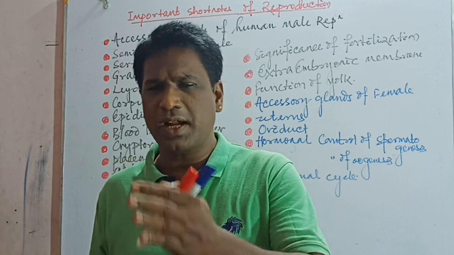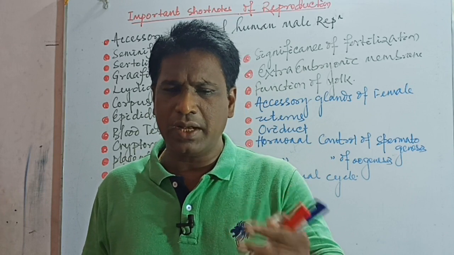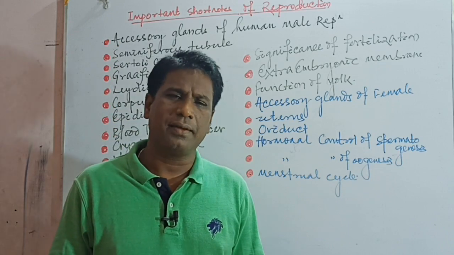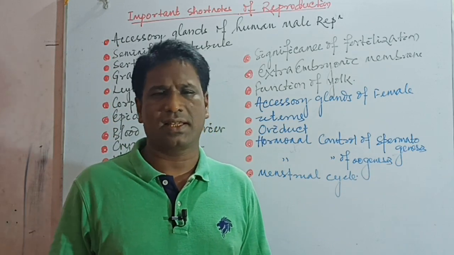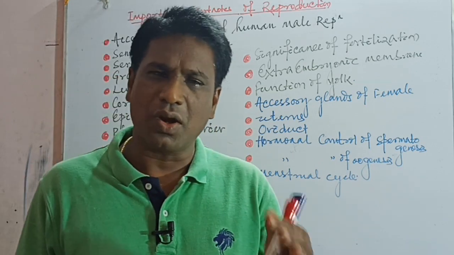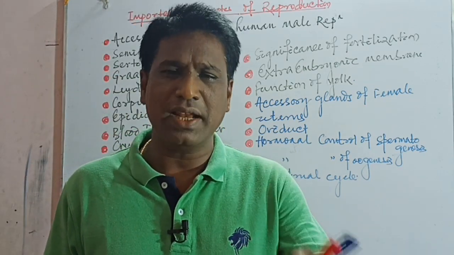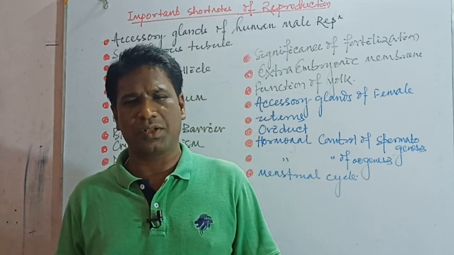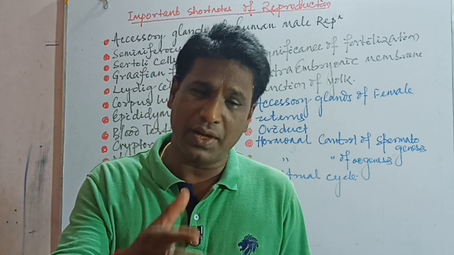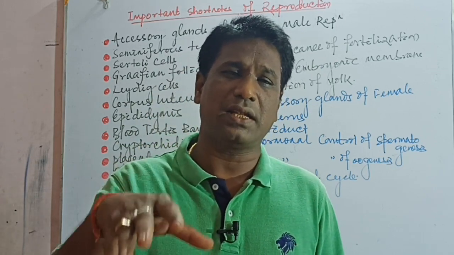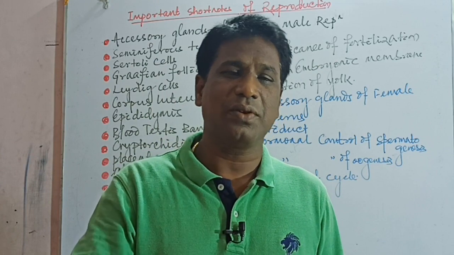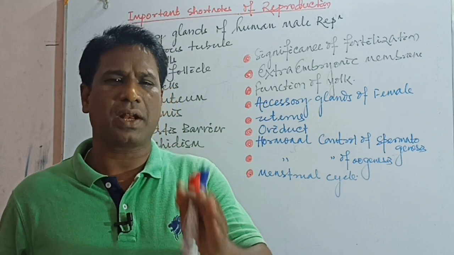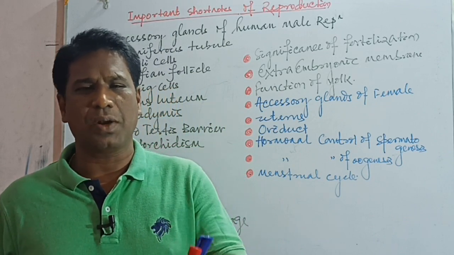So after release of that secondary oocyte, the remaining follicular mass of that Graafian follicle converts into a yellowish mass. It is called the corpus luteum. It is a temporary endocrine gland and it secretes hormones like progesterone and estrogen. As you know, progesterone is otherwise called the pregnancy hormone and promotes pregnancy. If fertilization does not occur, that Graafian follicle regresses to form a non-endocrine structure called the corpus albicans.